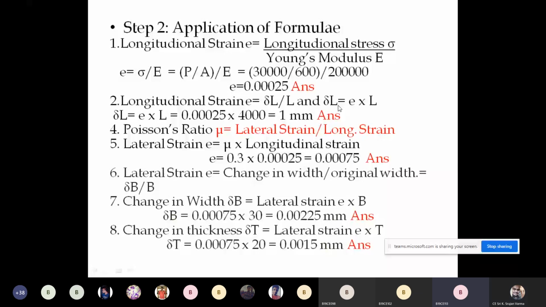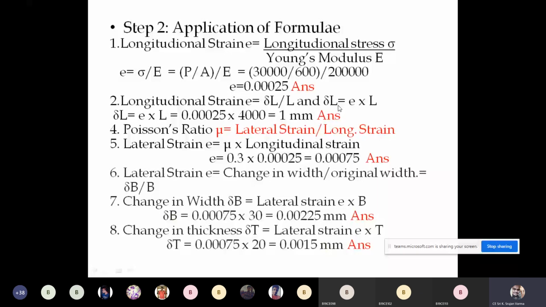You can mute now. Right. So lateral strain, we obtained that one as 0.00075. Now lateral strain can also be written as change in width to the original width, change in thickness to the original thickness, change in length to the original length, right? So my intention is to calculate the change in width.